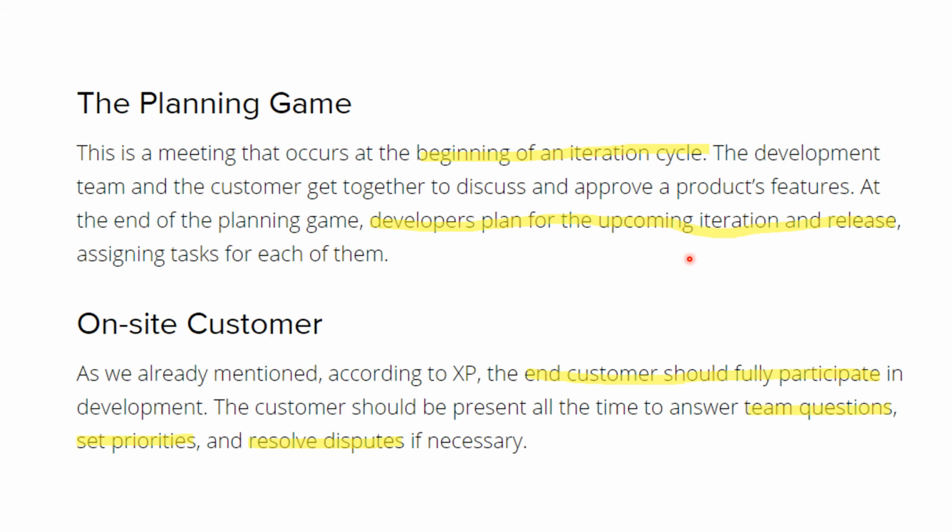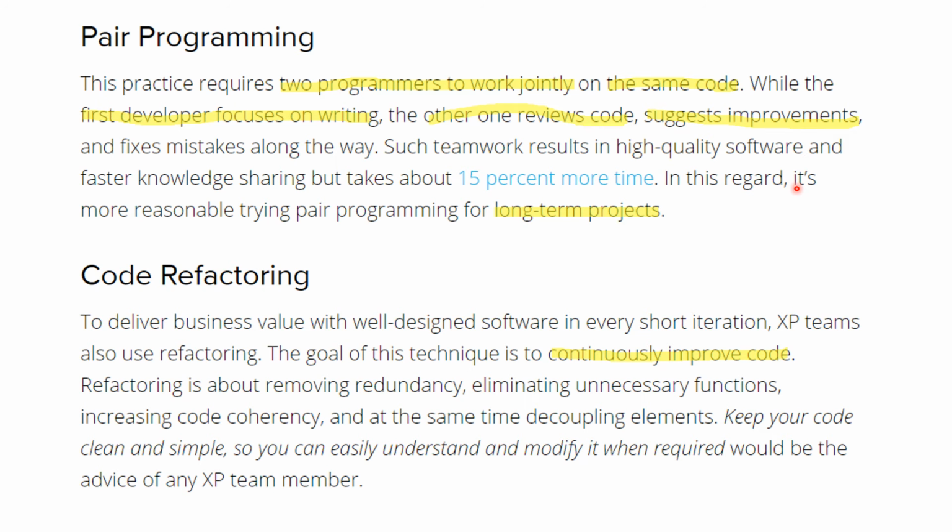Then we should have an on-site customer to run XP teams well, right? According to XP, the end customer should fully participate in development. The customer should be present all the time to answer team questions, set priorities, and resolve disputes if necessary. So you need to have the customer on site. Either you can take your team to the customer side, or you can take the customer to your site. But continuous presence of a customer for clarifying questions and setting prioritization is very, very important.